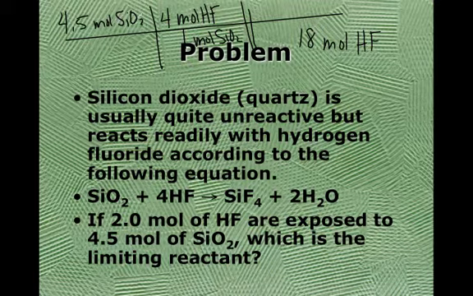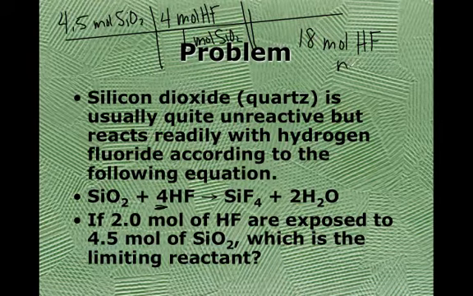Because we started with 4.5 moles of SiO2, moles of SiO2 have to go on bottom. And the 4 is just from the coefficient. We don't want to put 4 moles of HF on the bottom, otherwise our units won't cancel.